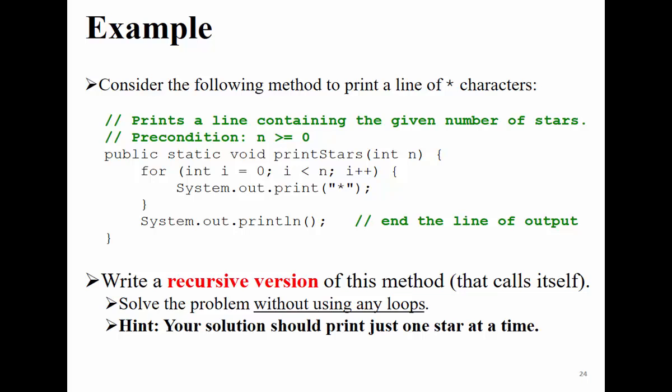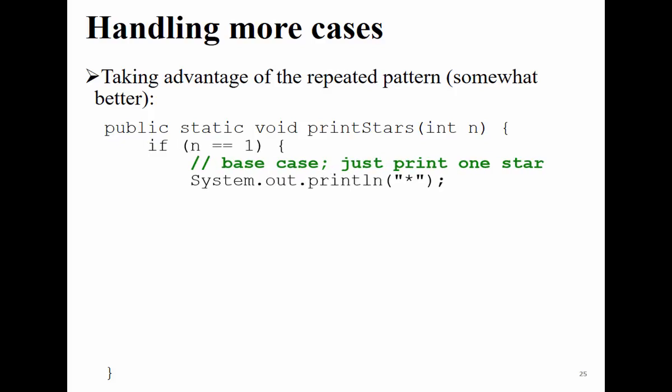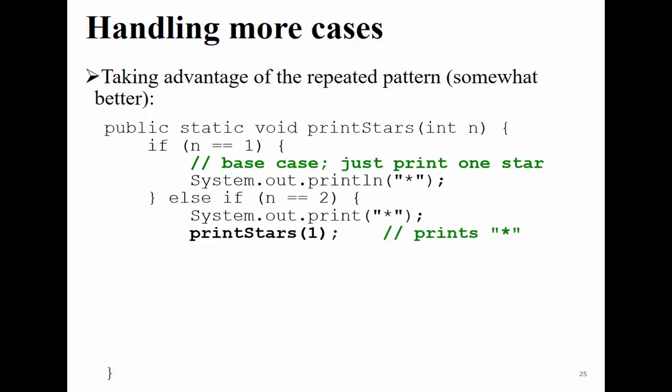Okay, so let us start. I think some of you have already put some draft notes. So we can think about handling not only one case, but more cases. Maybe the initial thinking is: if n is equal to 1, I will print 1 star. If n is equal to 2, I will print 1 star, then call the same method again, but with n equal to 1. I do the same. I have the base case, and I'm doing the recursive call.